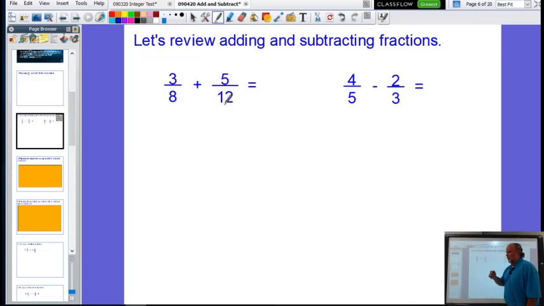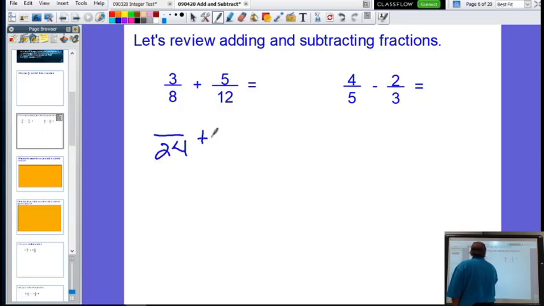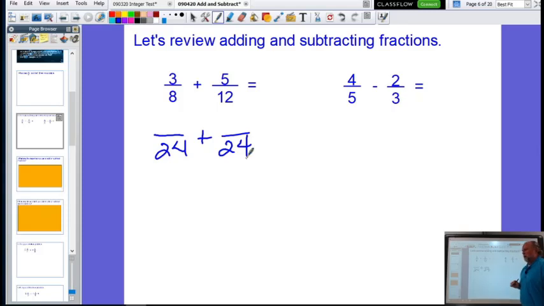The easiest way to do that is you take the 12 and start going through the multiplication facts of 12. So you do 12 times 1 is 12. Could I turn this 8 into a 12 using multiplication? No, we can't. So then I go 12 times 2, which is 24. Could I turn the 8 into a 24 with multiplication? Yes, I can. And that becomes our common denominator. So I've now changed my bottoms.